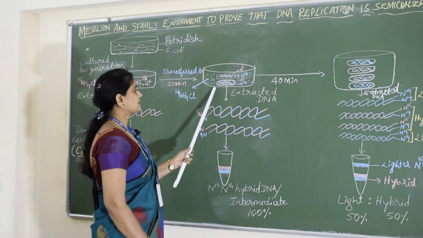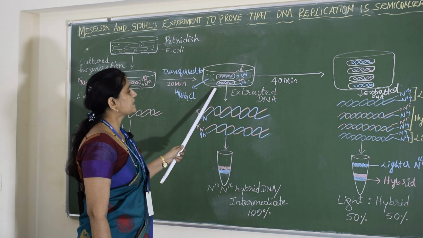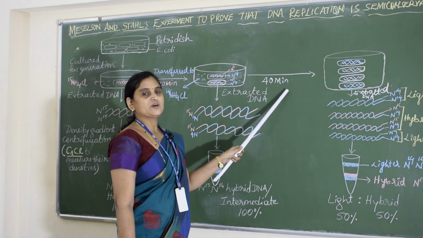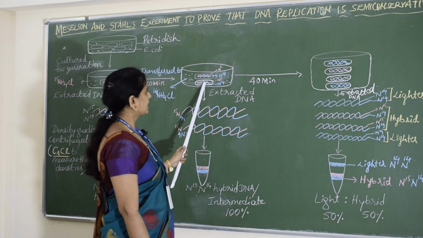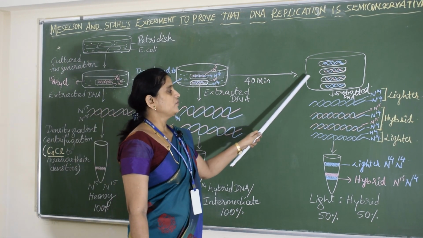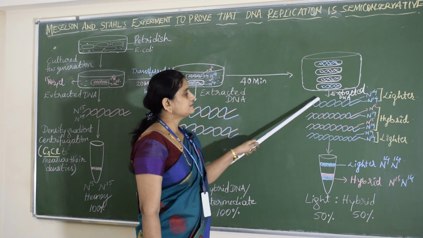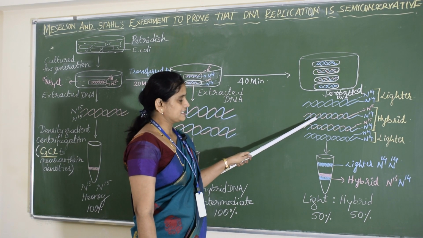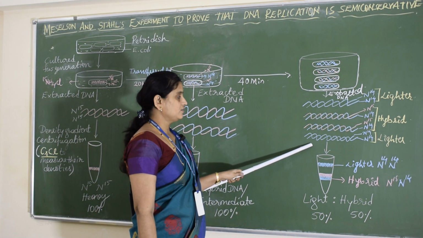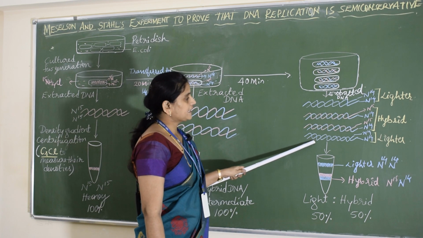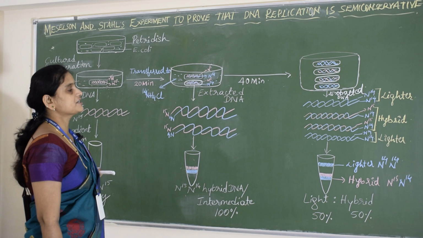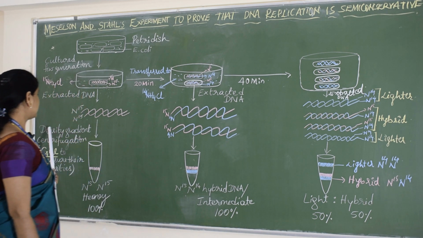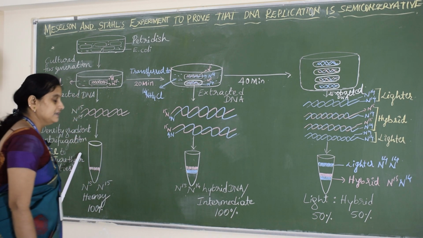Then these bacteria were allowed to grow in the same medium for another 20 minutes, that means 40 minutes. After 40 minutes, again some of these bacteria were taken, and the DNA of those bacteria was extracted. Then once again the bacterial DNA was centrifuged using cesium chloride by the density gradient centrifugation technique.